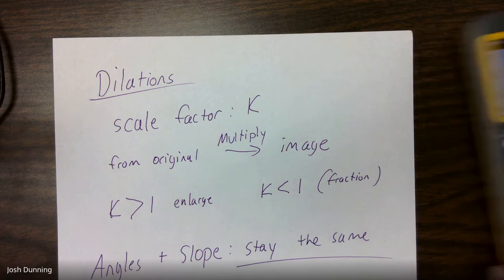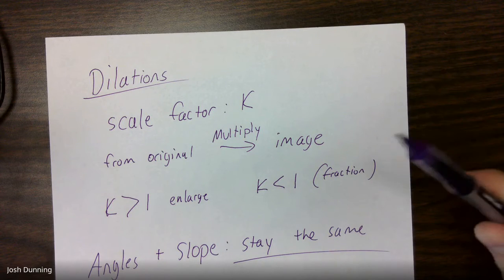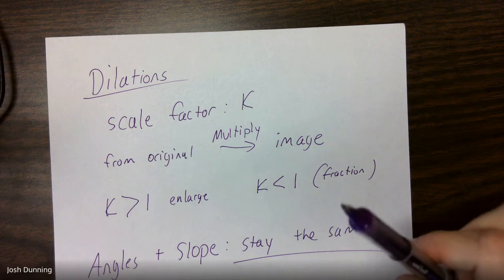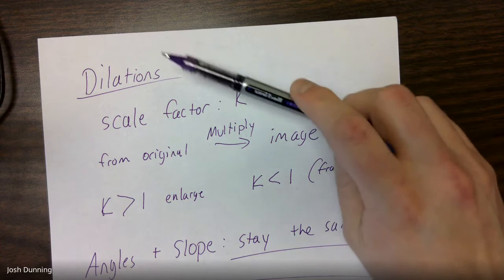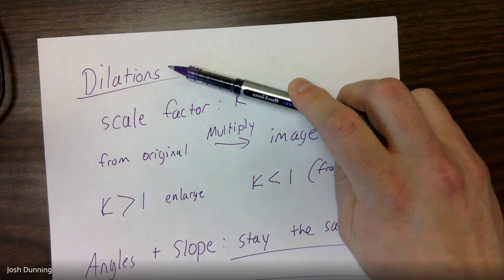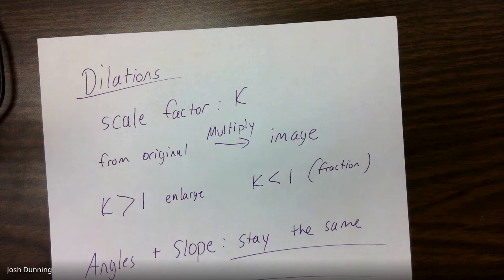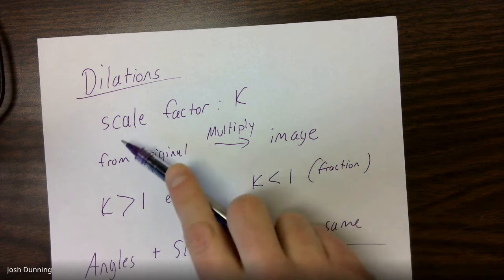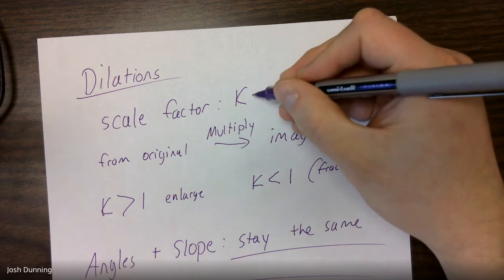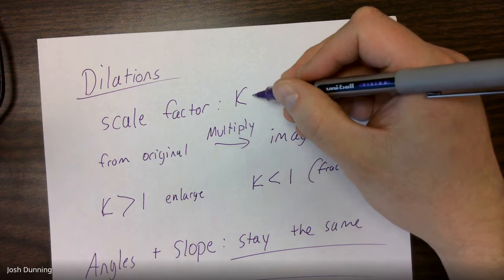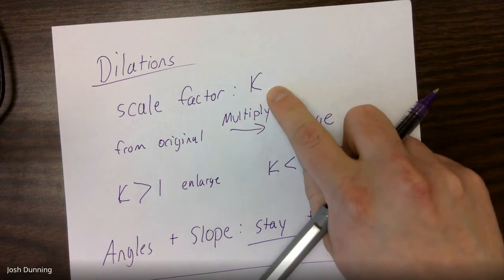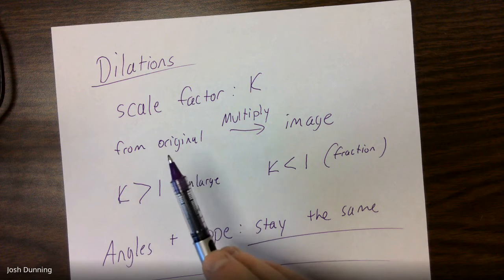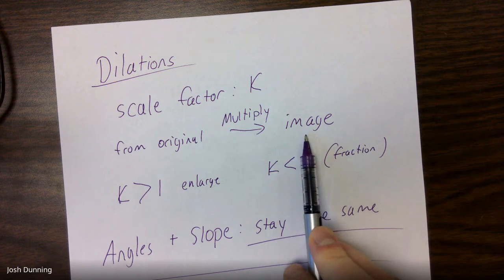Now, dilations. This is what I've been talking about when we've talked about similar figures, like one was enlarged or shrunk. Now we're actually going to be doing that. These are called dilations. Now the amount that it is blown up by or shrunk down by, that's called your scale factor. And a lot of times it's called K. I don't know why, that's just what it is. Sometimes it won't be, but I'll just stick with that for now. So what this means, when you go from the original to the image, you multiply.